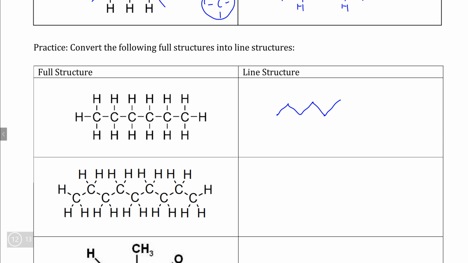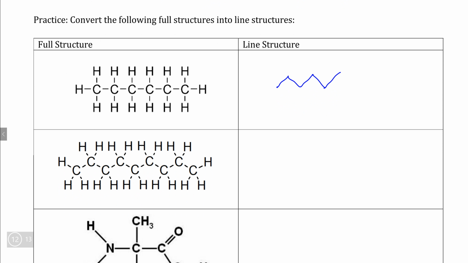Just to quickly double check, we look at our full structure and we don't see any other element other than carbon or hydrogen, and there are 6 carbons, and we know that every end and every bend in a line structure is a carbon. So double checking, 1, 2, 3, 4, 5, 6. Simple as that. If we take a look at the larger hydrocarbon here, this one has 1, 2, 3, 4, 5, 6, 7, 8, 9 carbons, and they've actually given us the design for what our line structure is going to look like.